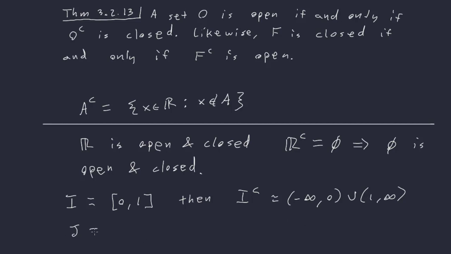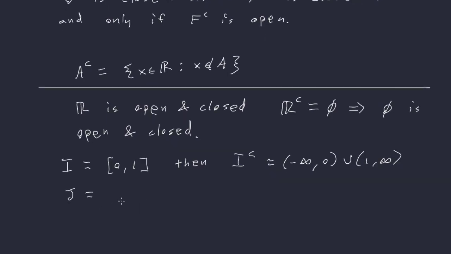Let's say we have J, which is the open set 0 to infinity. Well then J complement is going to be everything not in here, so it will be negative infinity to 0 closed, because 0 is not in this set, but it is in this set, so this must be a closed set. J complement is closed, J is open.